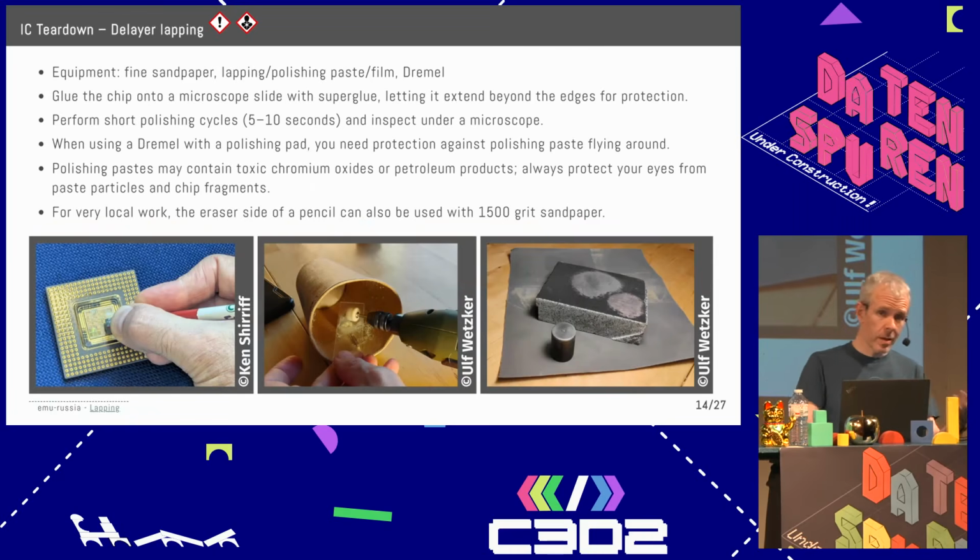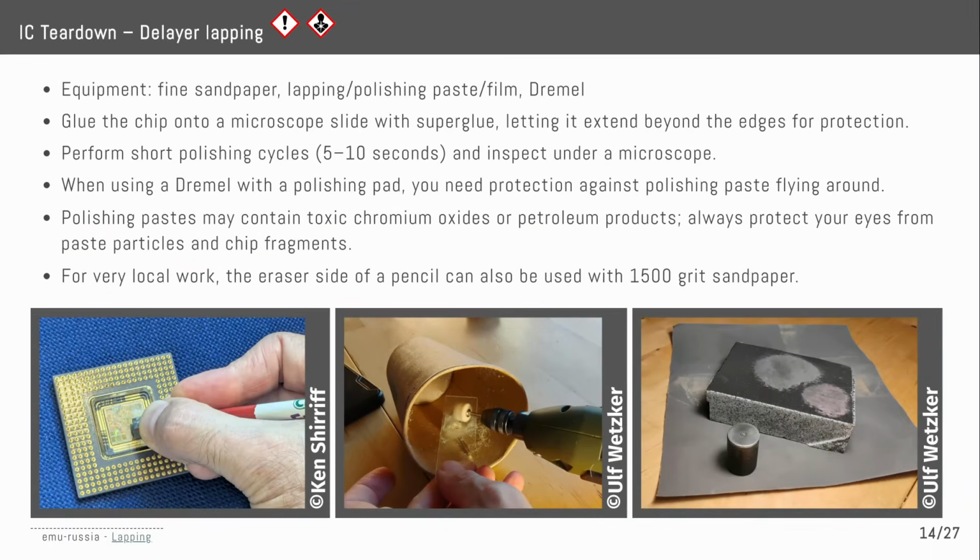So in theory, we can now image the chip, but sometimes you don't only want to look at the metal layer. So we might need to delayer the chip, so remove the metal layer to see the poly and diffusion beneath. One technique that can be used is lapping.